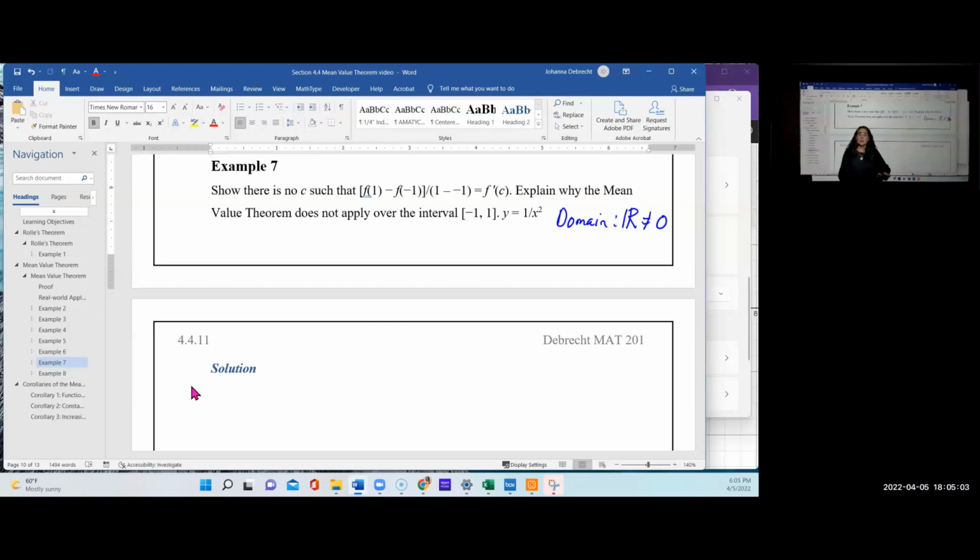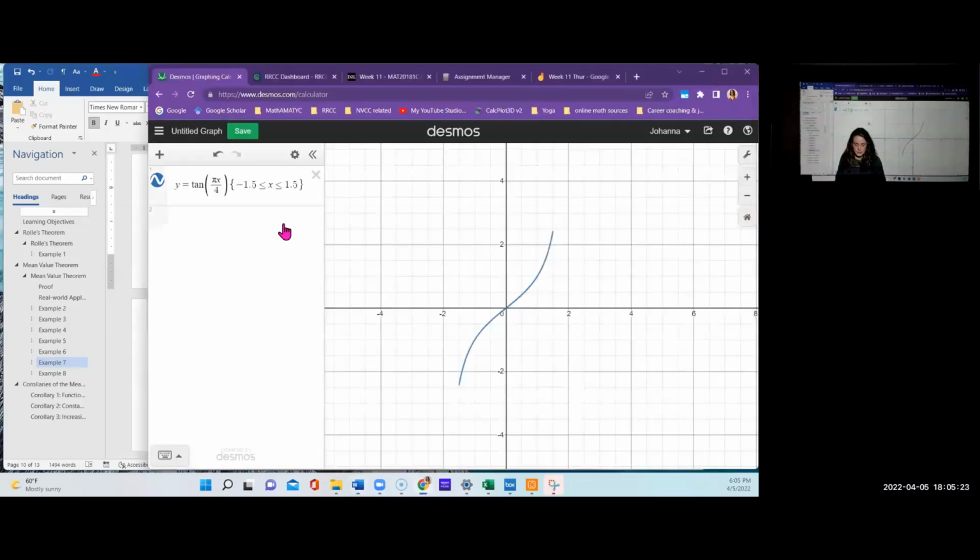It's not continuous over the entire interval from -1 to 1 closed, and not differentiable over the entire interval from -1 open to 1 open. And that means the mean value theorem doesn't apply. Let's take a look at what the graph looks like over the interval from -1 to 1 so that you can see more clearly what's happening in the graph. So again, our restriction for the interval is -1 to 1, and our function is 1 over x squared.